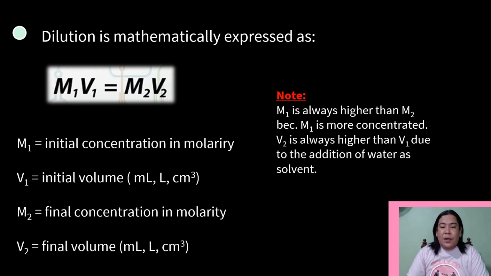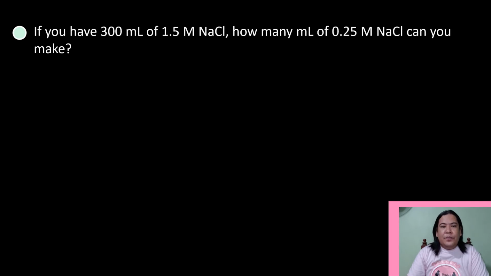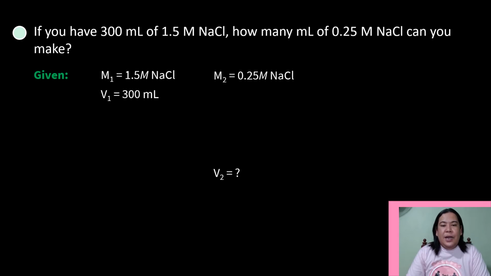This is a helpful tool in verifying your final answer and in checking. You have to follow this condition when analyzing your final answer. Let us have our first example. If you have 300 ml of 1.5 molar sodium chloride, how many milliliters of 0.25 molar sodium chloride can you make? So in our given, let us analyze.